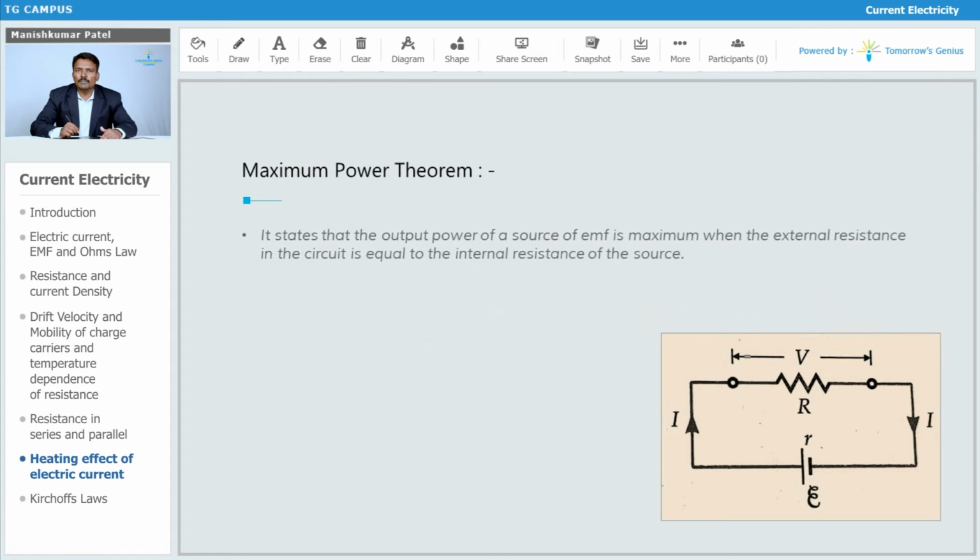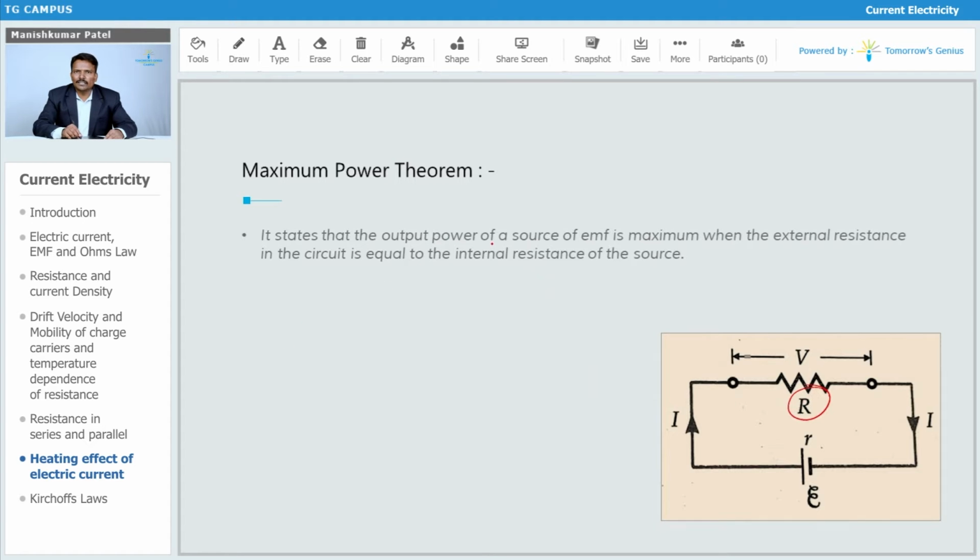So now, what is the maximum power theorem? In the maximum power theorem, we are making sure that the load, the resistance connected in the output circuit, which might be an appliance, receives the maximum power. Let's say that the device has a resistance of capital R.